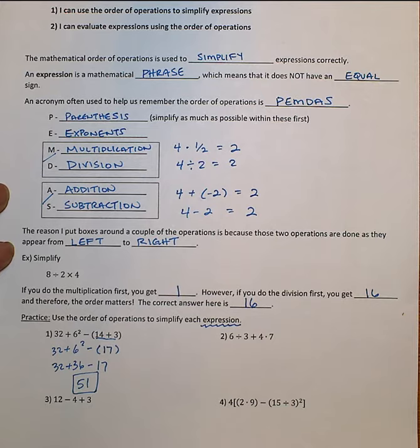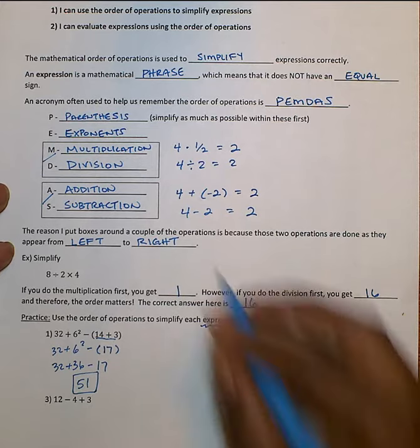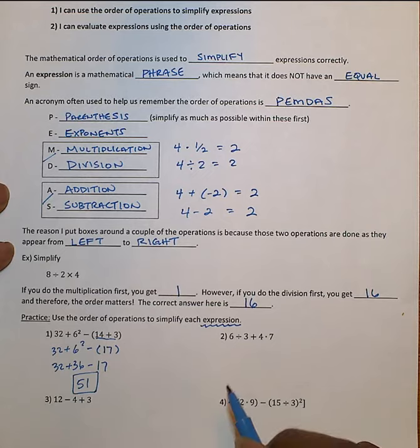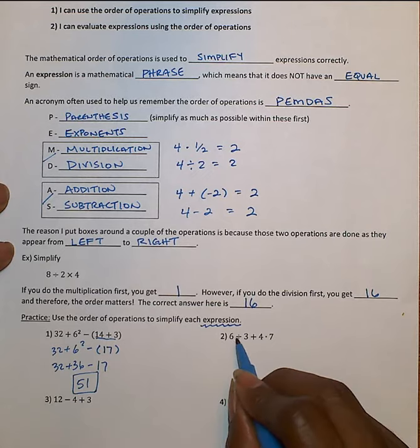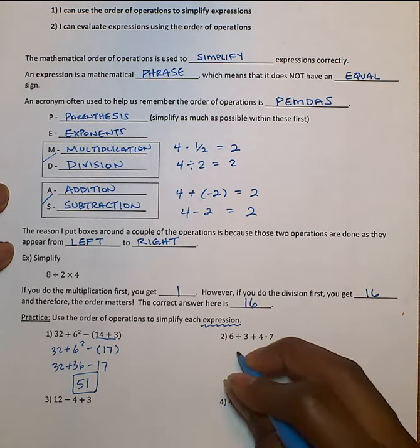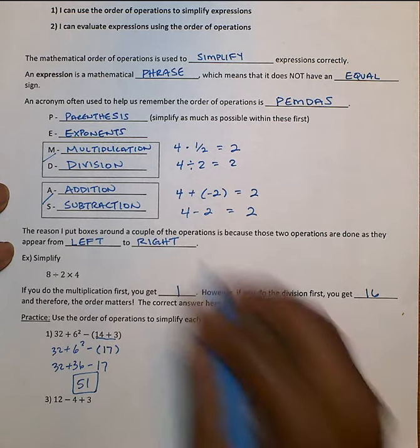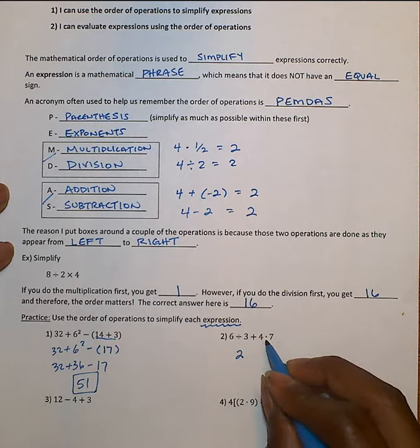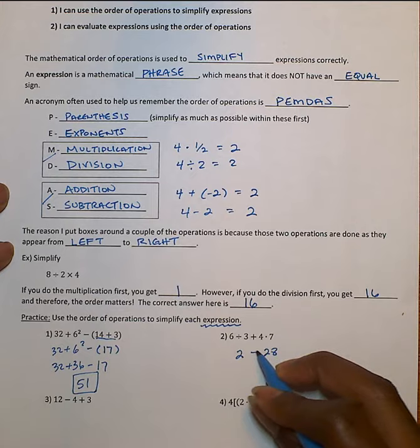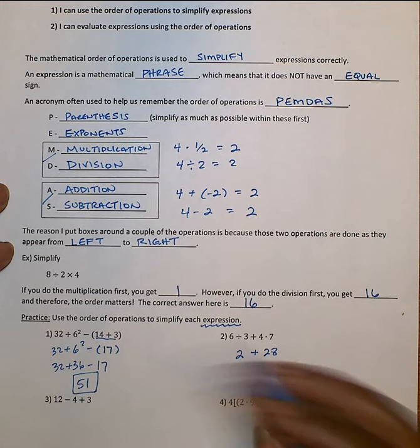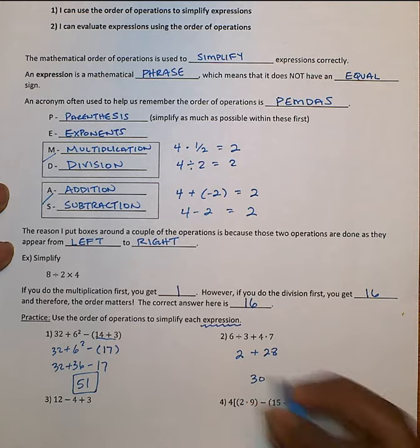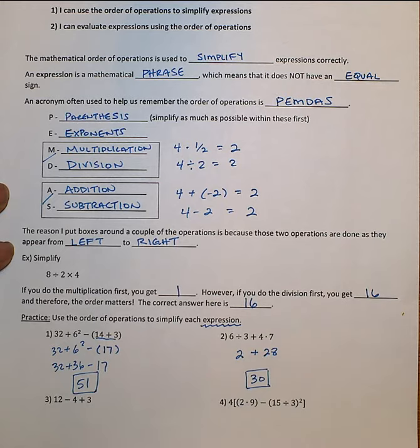Problem number 2. Going through our checklist, no parentheses, no exponents. So we have division first. 6 divided by 3 is 2. Then we need to do multiplication here because that's next on our checklist, multiplication and division. And then we do addition because addition comes after those two. 2 plus 28 is 30. Pretty simple, just going through our checklist.